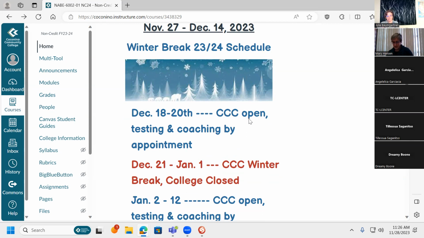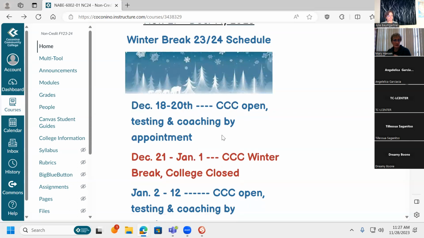And so there'll be no classes, but we will be available. Different teachers will be available during those days if you need to do progress testing, or if you want to take a GED Ready, or you just want to work one-on-one with a teacher. You could come into campuses to do that, or we can do that by Zoom. So there'll be 3 days that we'd be available to you.